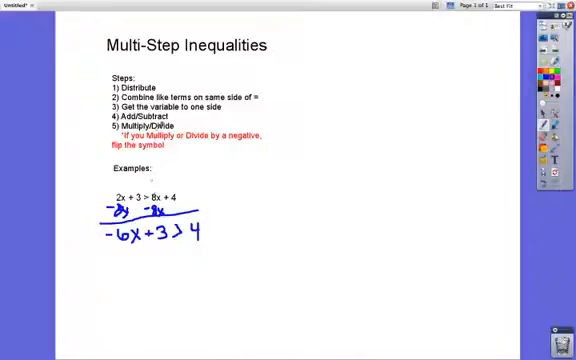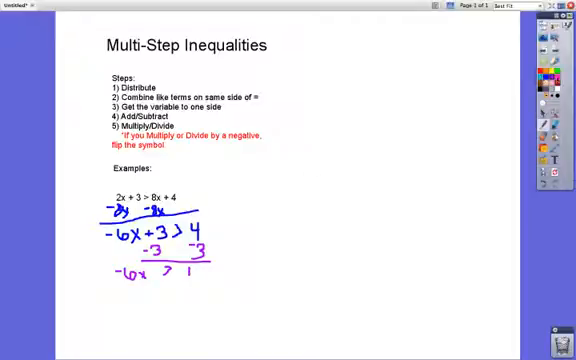Okay, so from here, we would either add or subtract. So in this case, since this is what we want to move and it's adding, we want to subtract. So we always do the opposite. Okay, so this gives us negative 6x is greater than 4 minus 3 is 1.